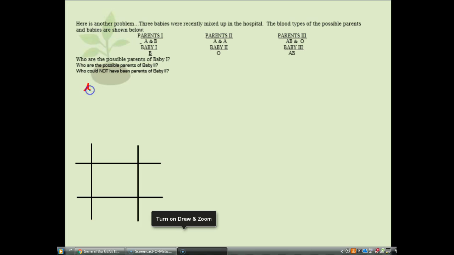Okay, so if we have an O allele, this would be homozygous for O-type blood. So that's the only way a baby is going to have O-type blood. Now, blood, as we mentioned, is codominant. A-type blood is not dominant over B-type blood, but both A and B are dominant to O.